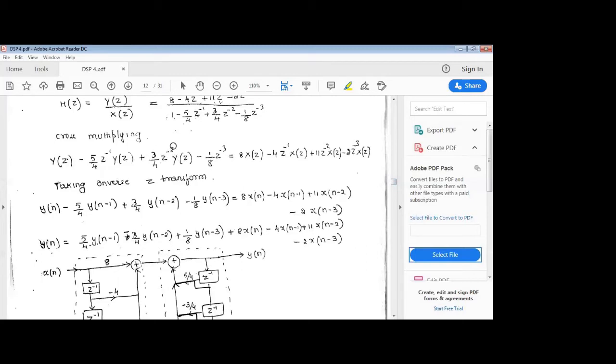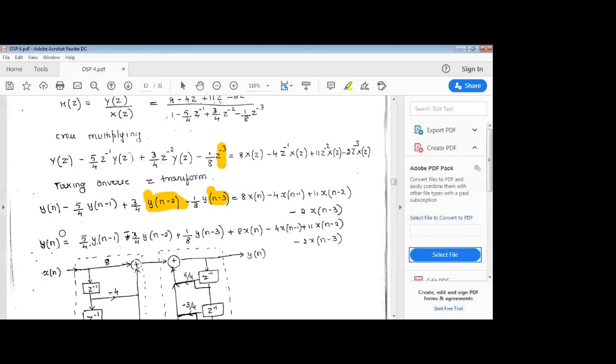And z to the power of minus 2 I can replace with Y of n minus 2. Similarly, z to the power of minus 3 can be replaced as Y of n minus 3. So the entire thing is replaced with the n term, and we get an equation which I am trying to equate with Y of n.